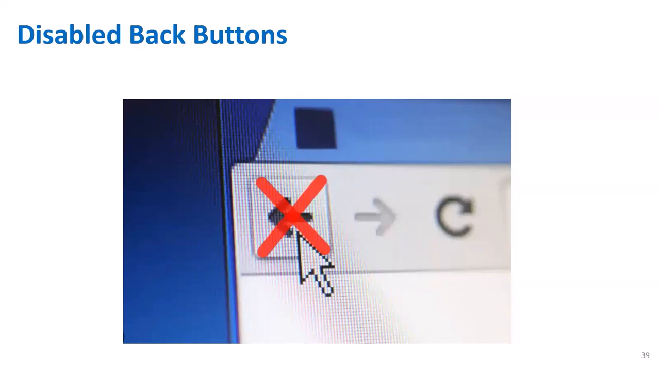Let's see. Oh, Larissa, we're running out of time. Should I go on or should we? We should probably wrap it up pretty soon. Okay. So let me just go quickly.